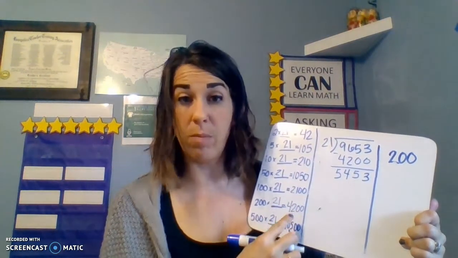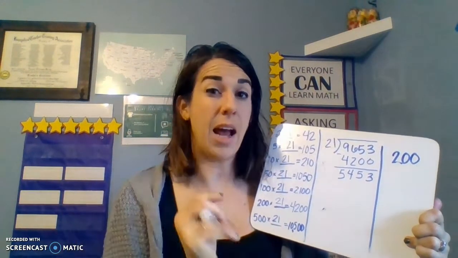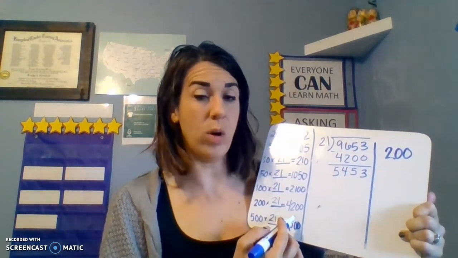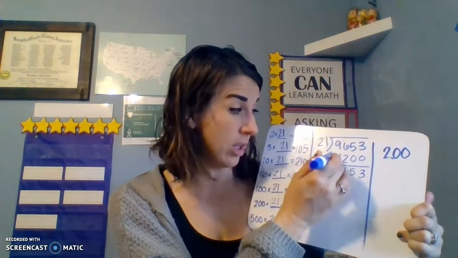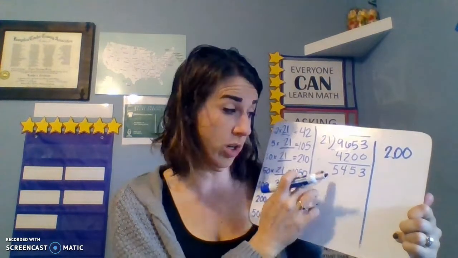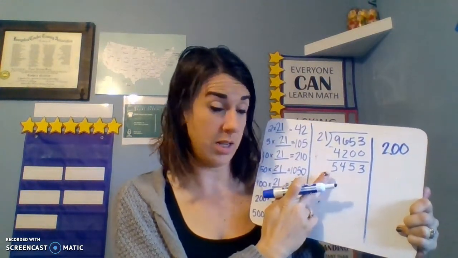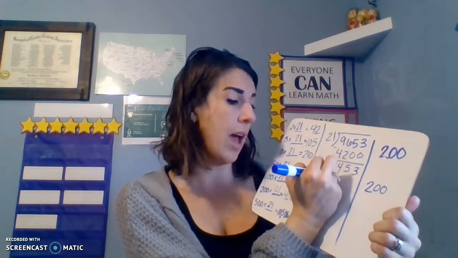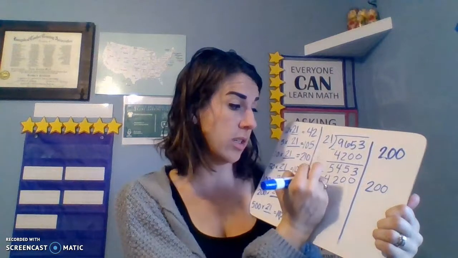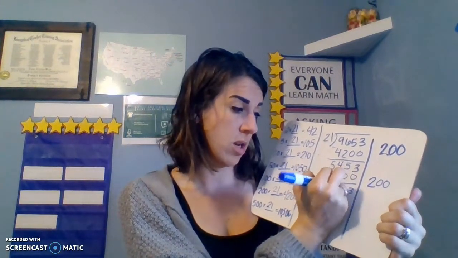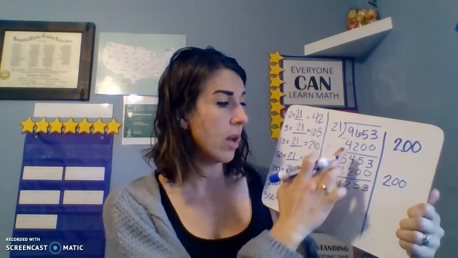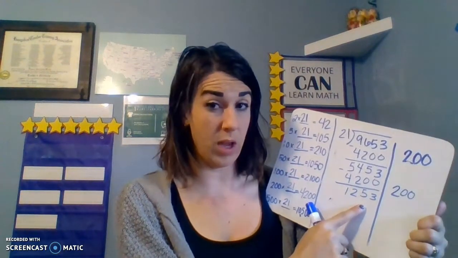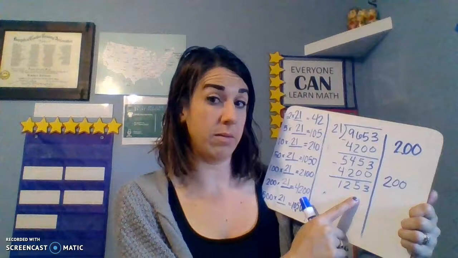Now I'm going to use my multiples list again, and I can see that I can actually take another 200 groups of 21. I can get another 4,200 from this answer here. So I'm going to put 200 as a partial quotient over here, and again I am going to subtract that amount from what I had left. Now I have 1,253 to put into groups again.